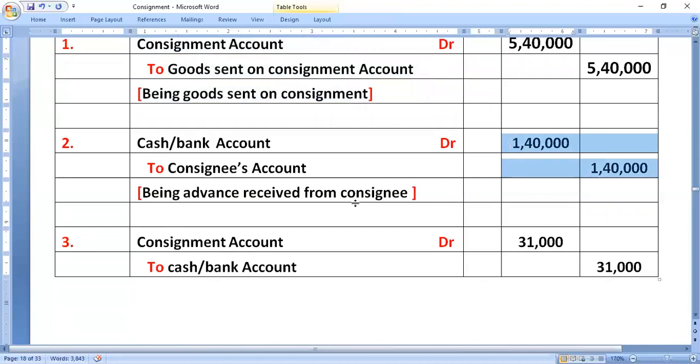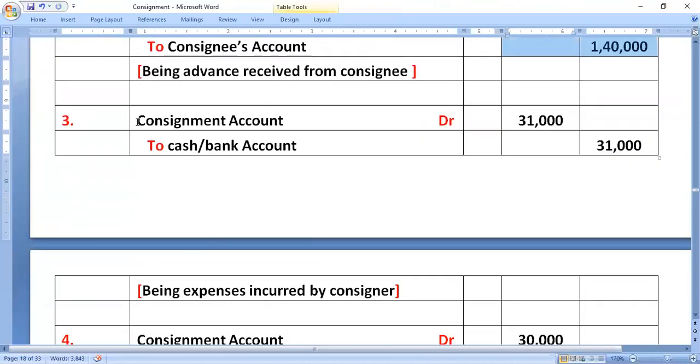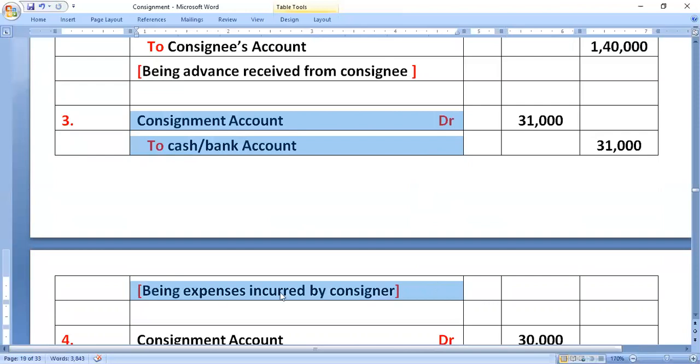If the problem indicates the advance, we should pass the entry. Otherwise, there is no need of passing the advance entry. Cash/Bank Account debit to Consignee's Account, being advance received. Next, third entry, my dears. Consignment Account debit to Cash/Bank Account, being expenses incurred by consignor, my dears.